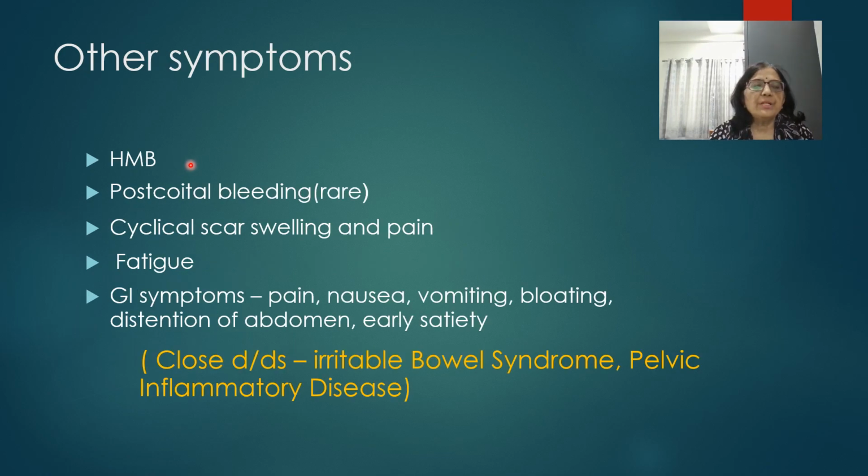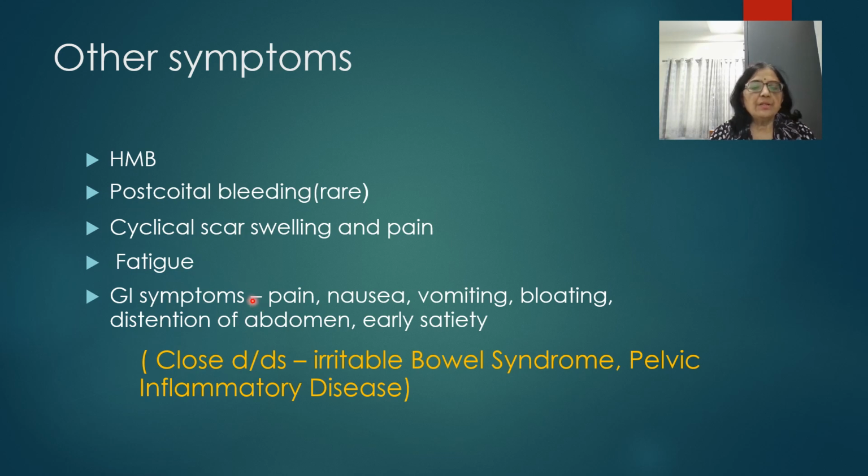The patient might present as a case of heavy menstrual bleeding, or postcoital bleeding, which is rare, and it is because of the presence of endometriotic nodules in the vagina. If there is scar endometriosis, there will be a history of cyclical scar swelling and pain around the time of menstruation or just before the menstruation. Chronic fatigue is also a common presenting symptom.